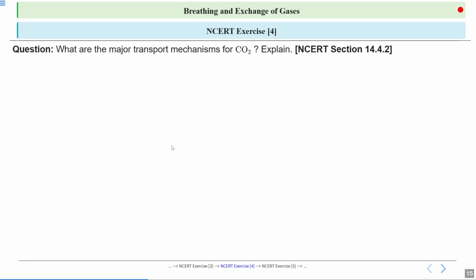Okay, now let us see our next question. The next question is, what are the major transport mechanisms for carbon dioxide? Now we are talking about only carbon dioxide. Transport mechanism for carbon dioxide. Explain. So NCERT section 14.4.2. This question is coming from that particular part. Okay. Now let us see the answer of this question.